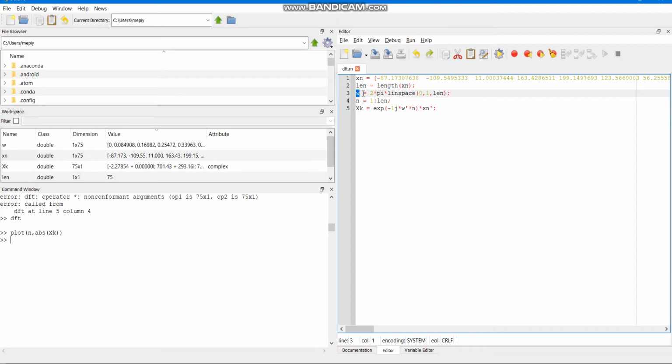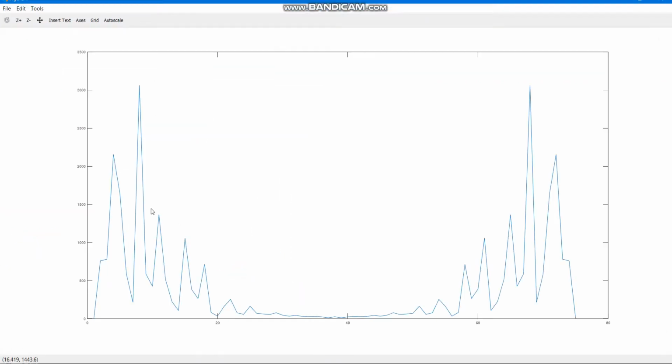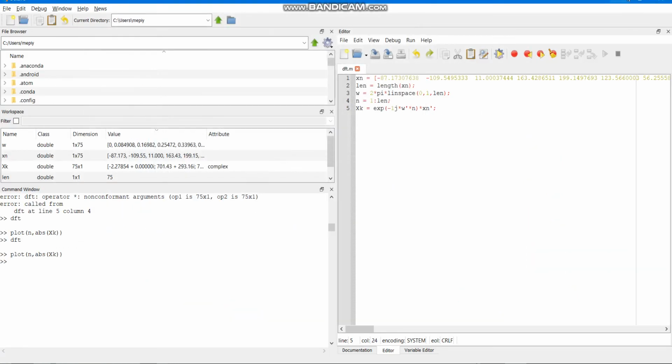Then we are creating a matrix which has the values of 2 pi times these linspace values. Now n we are defining as 1 to length, basically starting from 1 to 75. And here we can say that X of k, the DFT, is basically exp, that is e to the power of minus j w, inverse into n, multiplied by x transpose. So we can run the program and plot the values. Here we can see that we have obtained the DFT for the 75 samples.